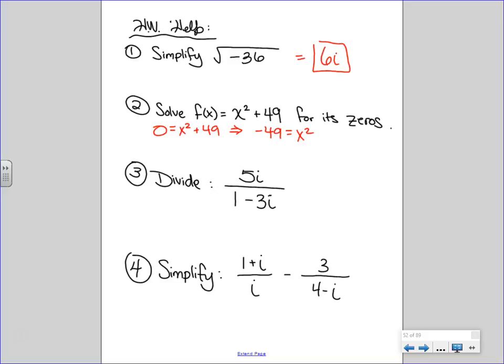Yeah, but you can see the other side becomes a negative 49. So you have square root of negative 49. That's the imaginary number. No illusion.